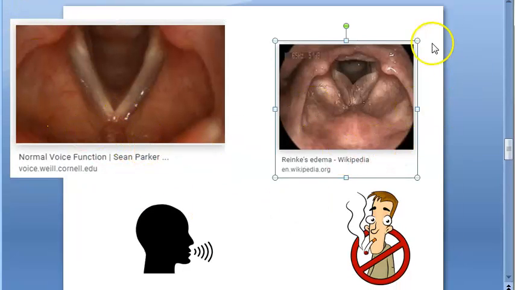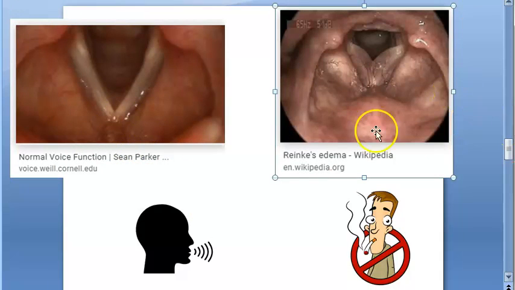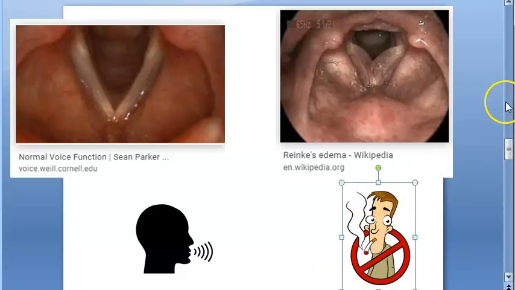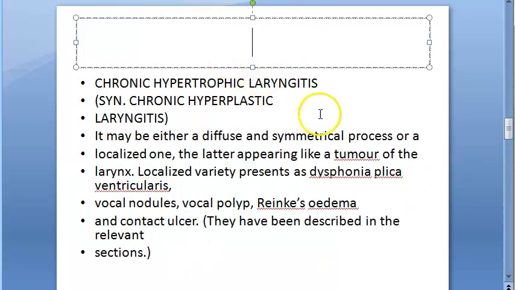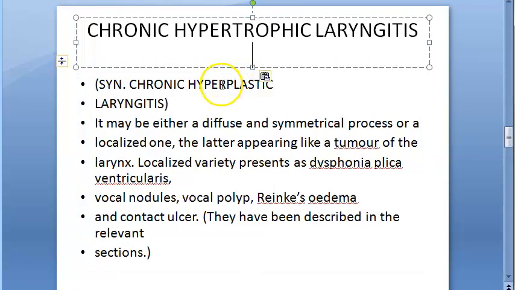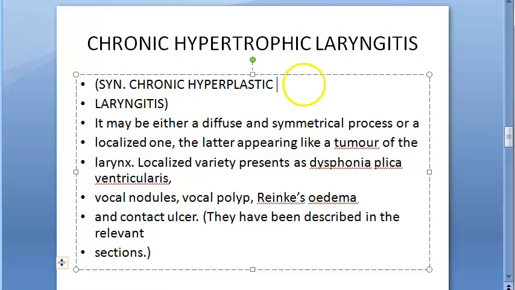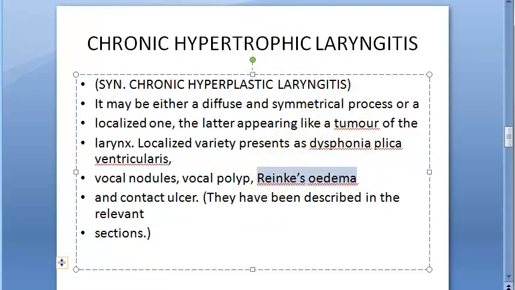Look at the Reinke's edema. So some kind of a spindle shaped, spindle. Is this a spindle? Spindle shaped, fusiform. Perfect. So that is Reinke's edema. Okay. So where will you see this? Mostly in smokers, etc. So whenever there is chronic hypertrophic laryngitis, that is inflammation of the larynx, you can see all this. Reinke's edema, you can see there. Okay.